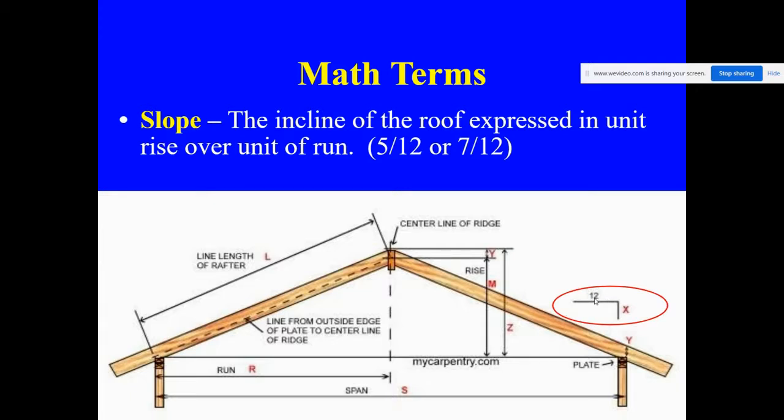Slope. That's usually given as something over 12, so 5/12, 7/12. It's the slope or the incline of the roof. The reason for the 5/12 or 7/12 is the 12 always represents 12 inches or 1 foot. So it's always given in how much does it rise per foot of run. You're going to hear that a lot, the rise per foot of run.